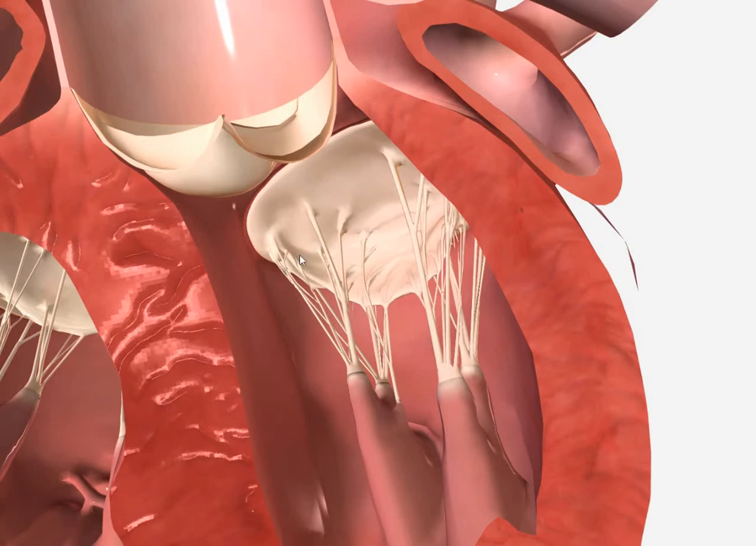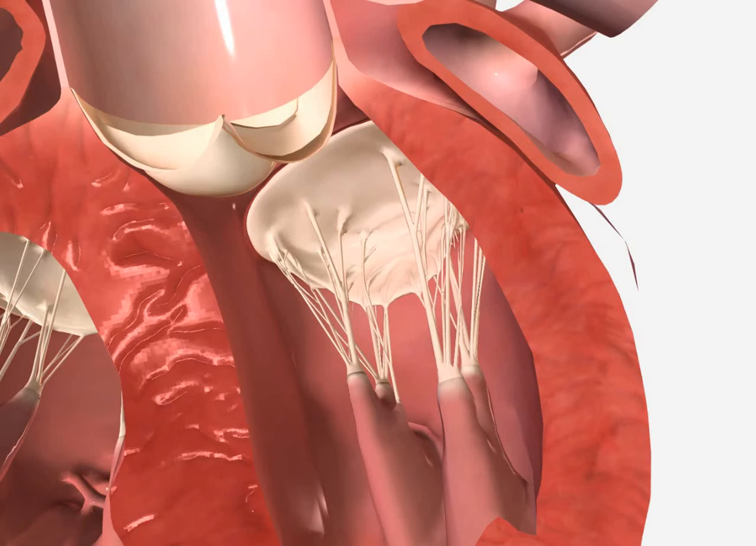Cusps open and then come back together again. The atrioventricular valves here and here are tethered, if you like, via these cords. Traditionally these were known as the heart strings. If someone was to die of a broken heart due to some emotional strife, it was said that it's because these cords had separated and therefore the heart couldn't function properly. Don't know how much truth is in that, but these are more anatomically accurately known as the chordae tendineae.